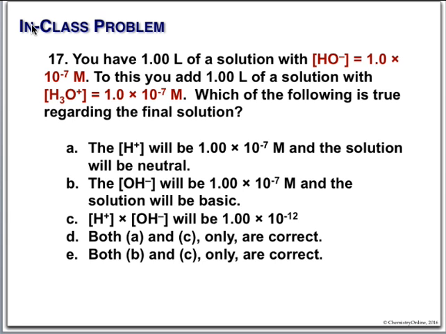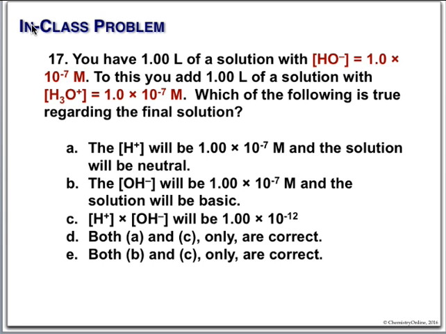Hydronium will be 10 to the minus 7 and the solution is neutral. Hydroxide is 10 to the minus 7 and the solution is basic. Hydroxide times hydronium will be 10 to the minus 12. Right away we know that's wrong. And because C is wrong, actually D and E are also wrong. So it's got to be one of these two, doesn't it? Now think about it.